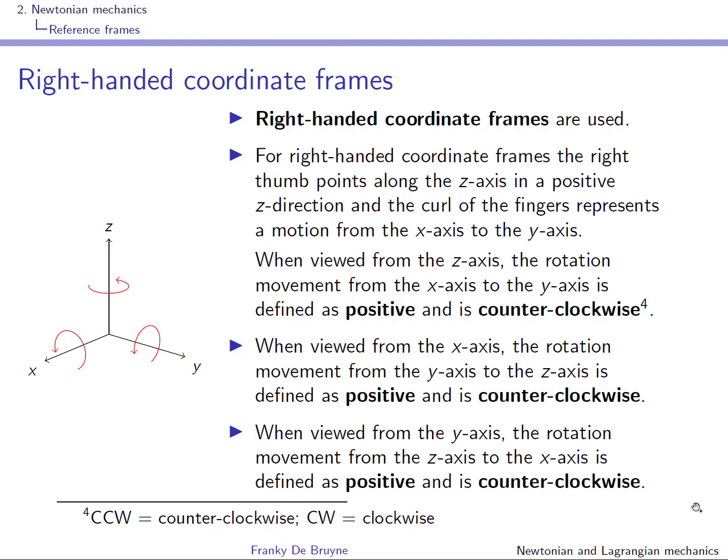You can do something similar when you point your thumb in the x direction, then the natural rotation is y to z, and this is then the rotation movement that is defined as positive, and again it is counterclockwise. You can do something similar in the y direction, and there the natural movement is z to x, which is again defined as positive and counterclockwise.